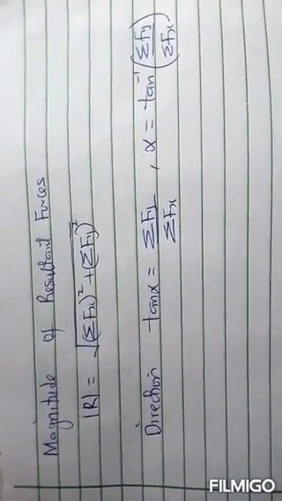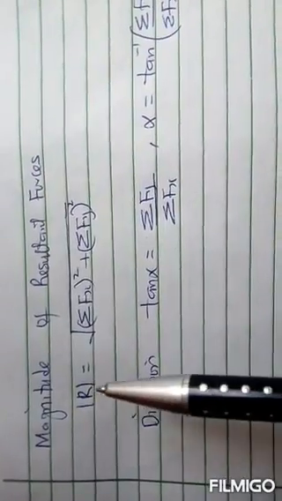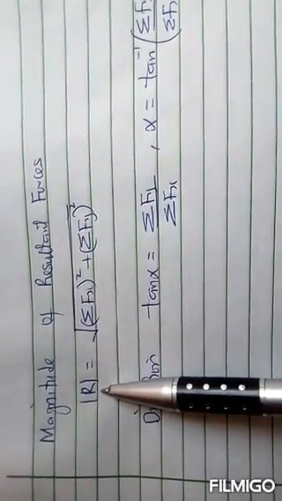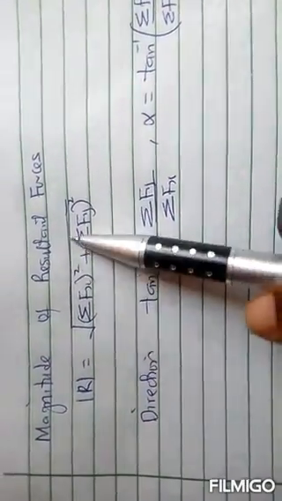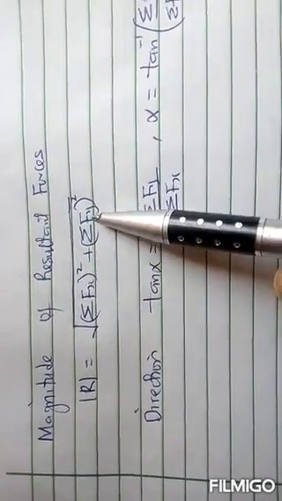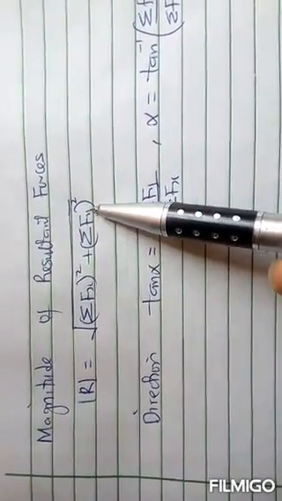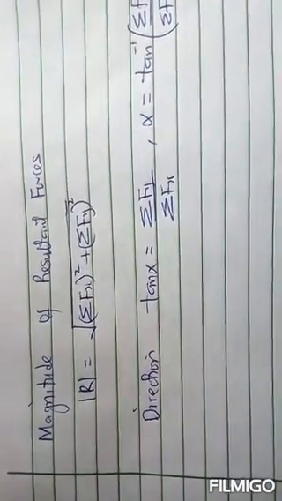In finding the magnitude of the resultant force, when you have several forces, you have to resolve them into their horizontal component and their vertical component. So when you do that, this formula represents the resultant force, so this is the magnitude. It's equal to the square root of the sum of all the horizontal forces, squared, plus the sum of all the vertical forces, squared. So this formula is to find the magnitude of the resultant force.